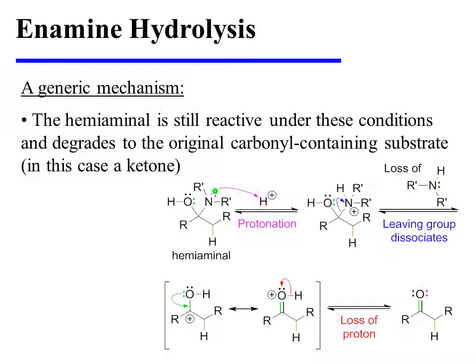This happens when the amino group is protonated. A good leaving group, namely an amine, dissociates then from the substrate. The cation that is formed is resonance stabilized, and loss of a proton from the more stable resonance structure results in the reformation of the original carbonyl-containing substrate, which in this case was a ketone.